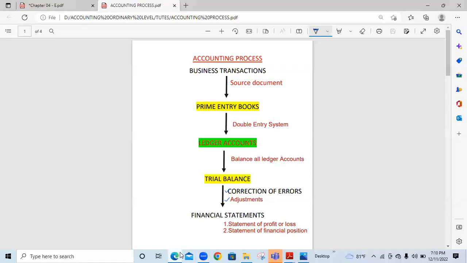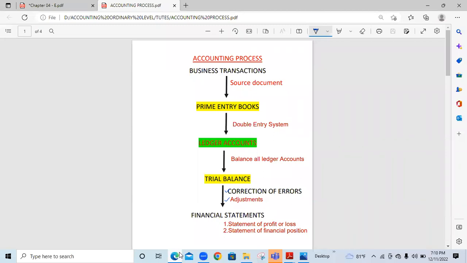Okay, to know accounts, you need to know double entry. We say double entry is the heart of accounts. So guys, after you record in the ledger, you're going to tally and balance all the ledger accounts and prepare a trial balance. After you prepare the trial balance, before you prepare financial statements, you should make sure that if there are any mistakes, you are going to correct them.